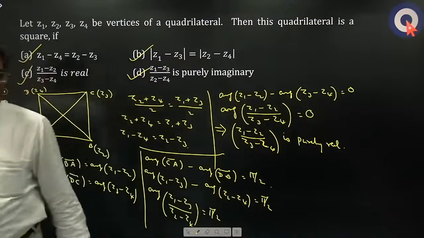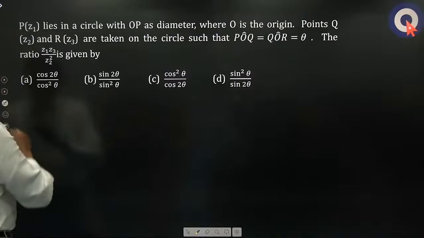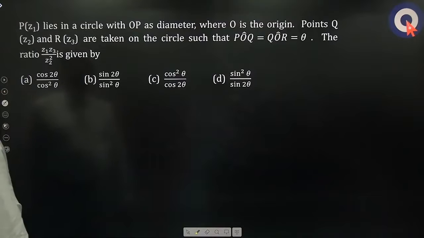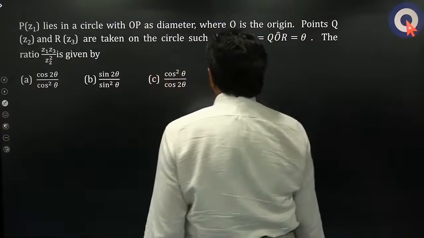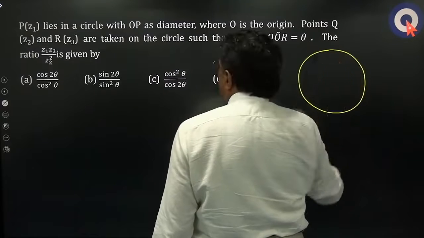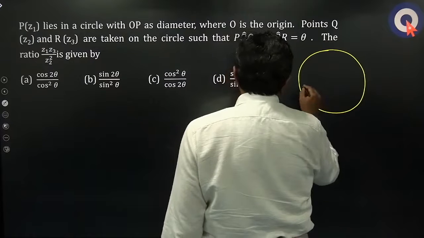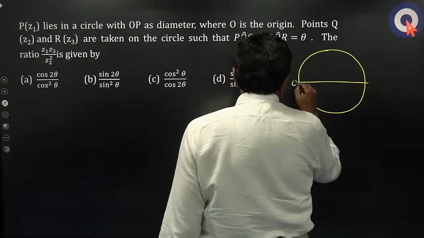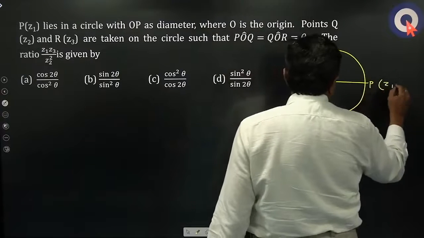All right. Let's move on to the next problem. P Z1 lies in a circle with OP as diameter, where O is the origin. Points Q and R are taken on the circle such that, okay, we'll first draw a circle. P Z1 lies in a circle with OP as diameter. All right. This is Z1. Okay.